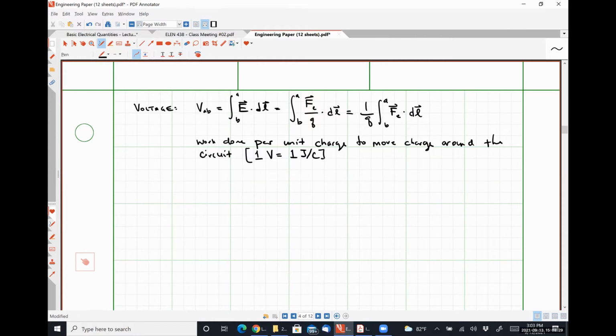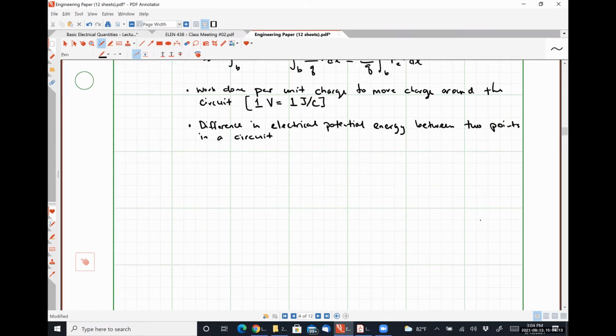The second definition, and it's the one that I find a lot more useful in actual circuit analysis in practice, is voltage is the difference in electrical potential energy between 2 points in a circuit.